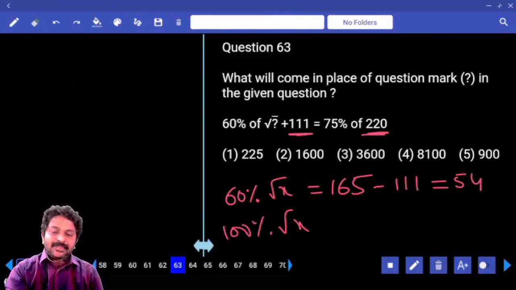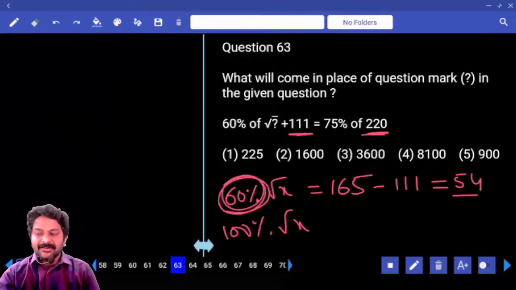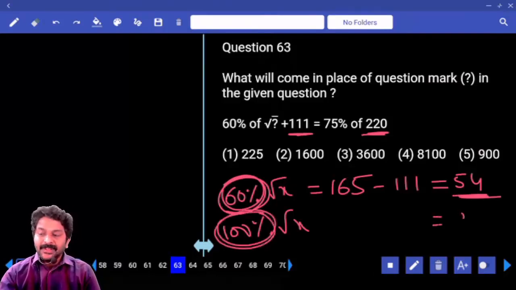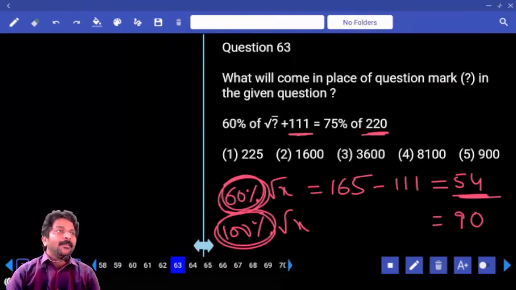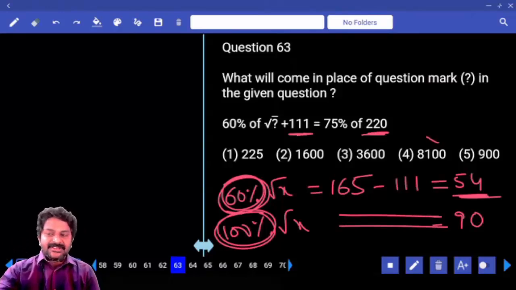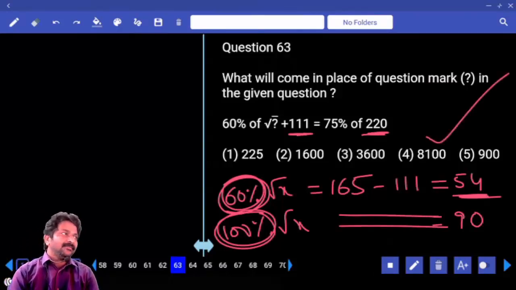So now 60% of the number is equal to 54. Then 100% of the number must be equal to 90 only. That means root x is equal to 90. X is equal to 90 square, which is 8100. Over.